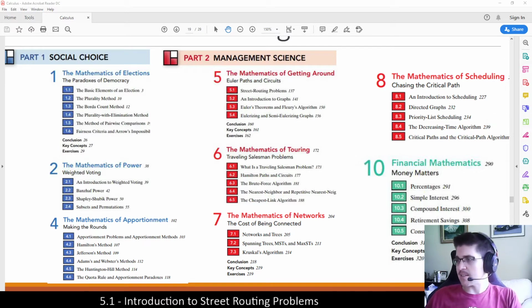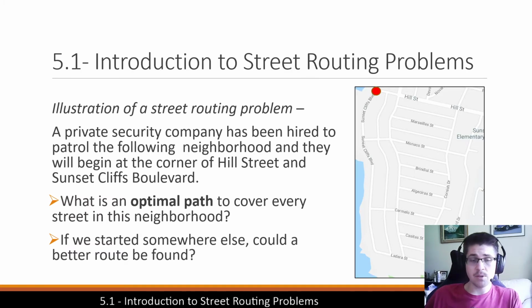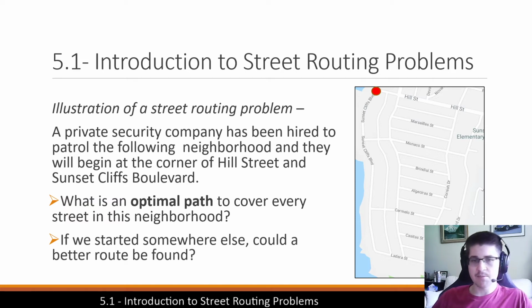So let me go ahead and get the slides up, and like usual, I want to set up with an example. What is the problem? What does a problem look like, similar to those we'll be solving? Then we'll develop the math that actually goes into solving the problem. So basically, I'll go ahead and read this. It says a private security company has been hired to patrol the following neighborhood, and they will begin at the corner of Hill Street and Sunset Cliffs Boulevard. So this is a section of neighborhood very close to PLNU.